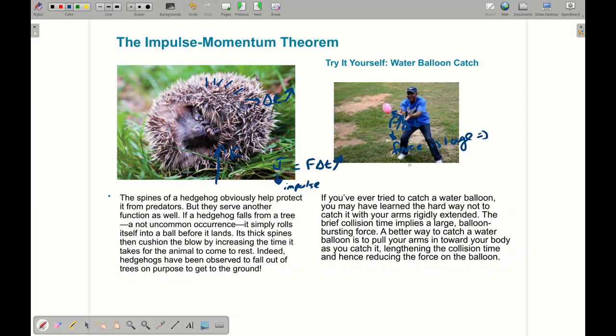But if you catch them and move your hands backward, the impulse will be the same, but you will be increasing the time for that same impulse. So you will be applying less force and the balloon will not burst. Try it. The same thing happens here actually. Impulse is the same. So if I increase the time, if I decrease the speed, there will be less force applied to my body or the hedgehog's body, and they will get less damage.